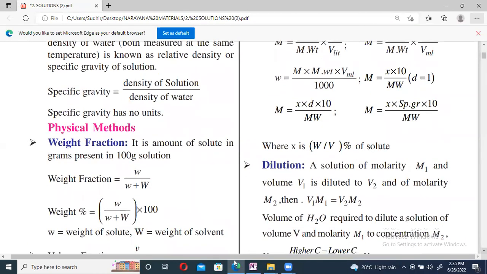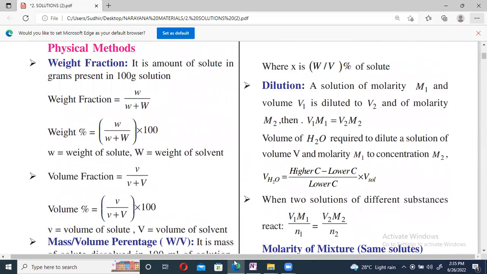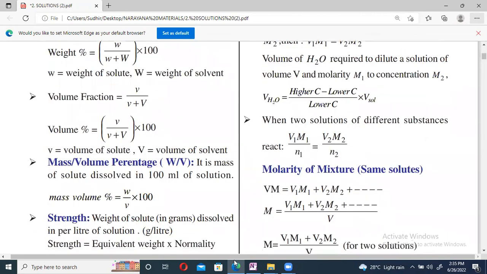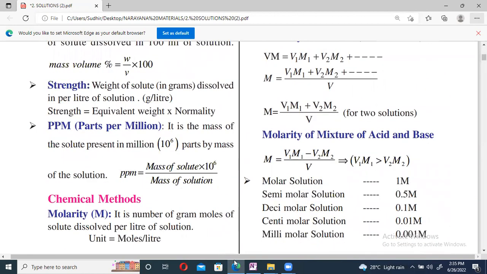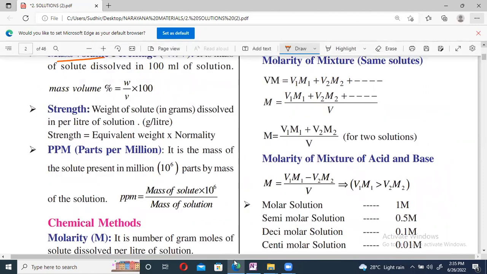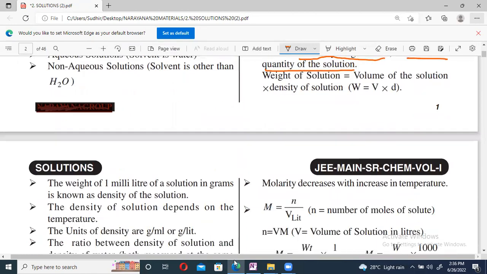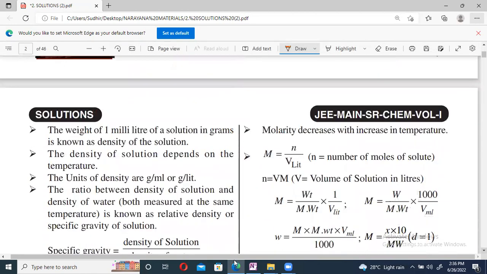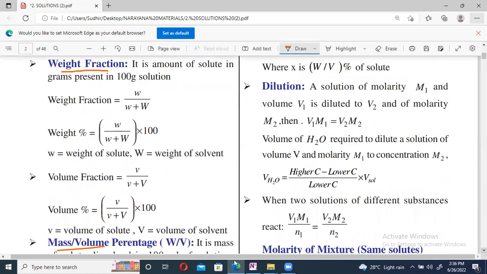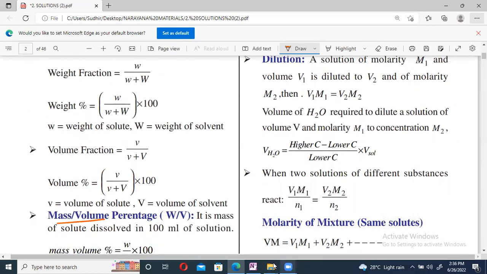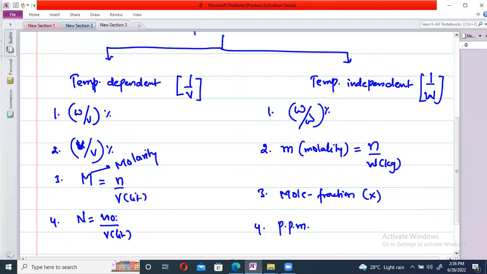And here some physical methods are there: weight fractions, what is a weight fraction, what is mass by volume percent, what is the strength, what is the ppm. Some chemical methods are there like molarity, molality, mole fractions. These are all given here, right? Instead of going this way, beta, I will go with one example and show you how to solve this kind of question.